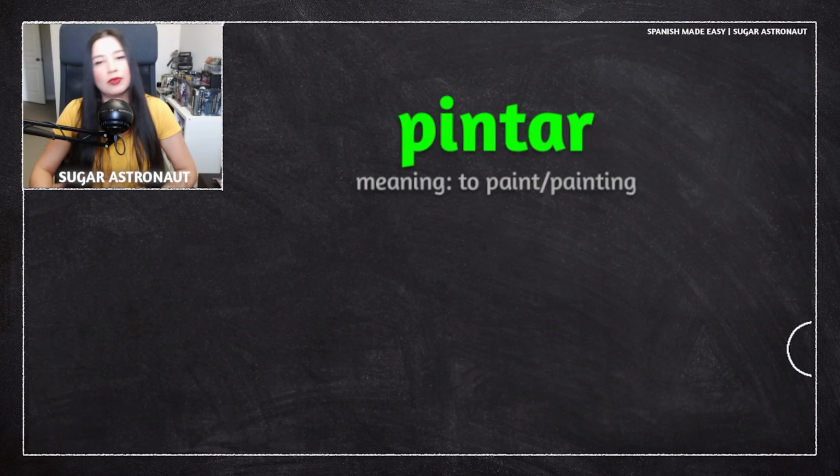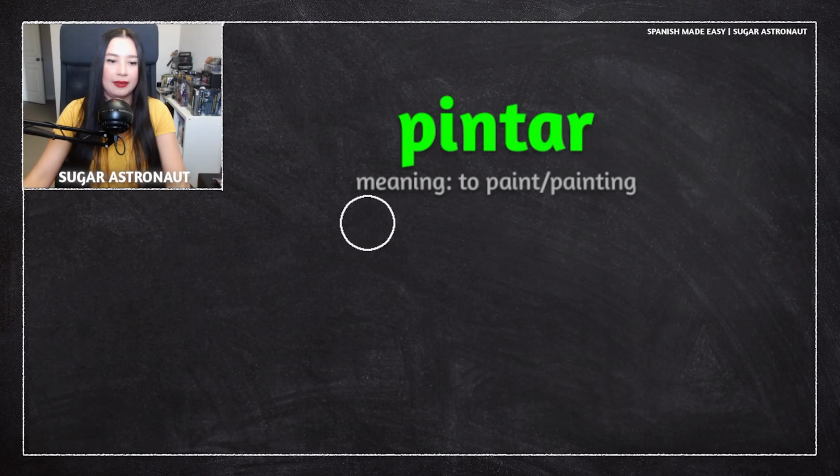Obviously you can be more specific and say the term for the technique you're trying to use. We should talk about that in the future, but there are different techniques and they have their specific names. But pintar in general means to paint or painting. That's what I wanted to say.